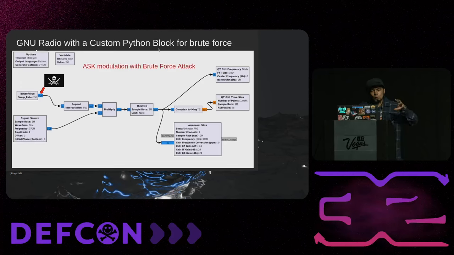So I built a GNU Radio block that does a brute force attack. This is the brain of the attack, the block that I built. And this is ASK modulation. We have here a repeat interpolation to improve the signal. Here we have the carrier signal multiplied. We have the modulated signal and a throttle to maintain the sample rate. Okay, and after that we send that to the Osmocom sink that is compatible with our HackRF.